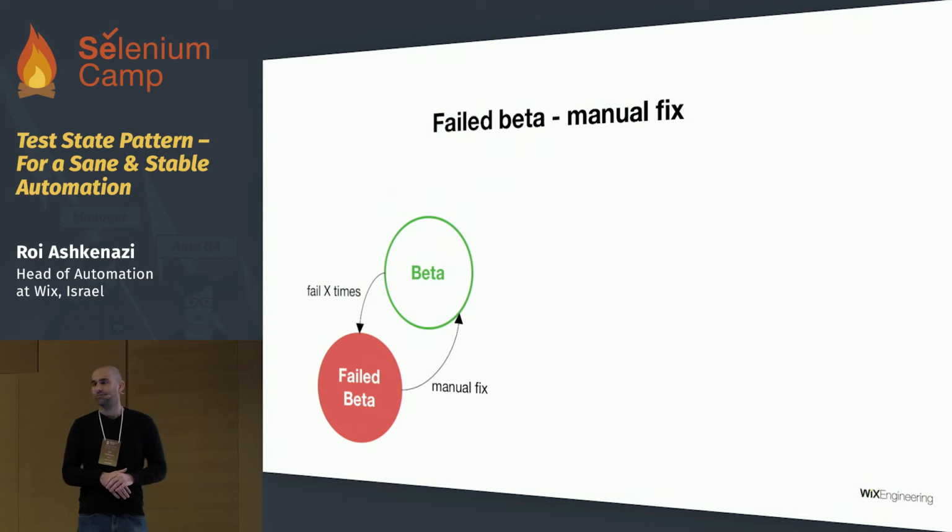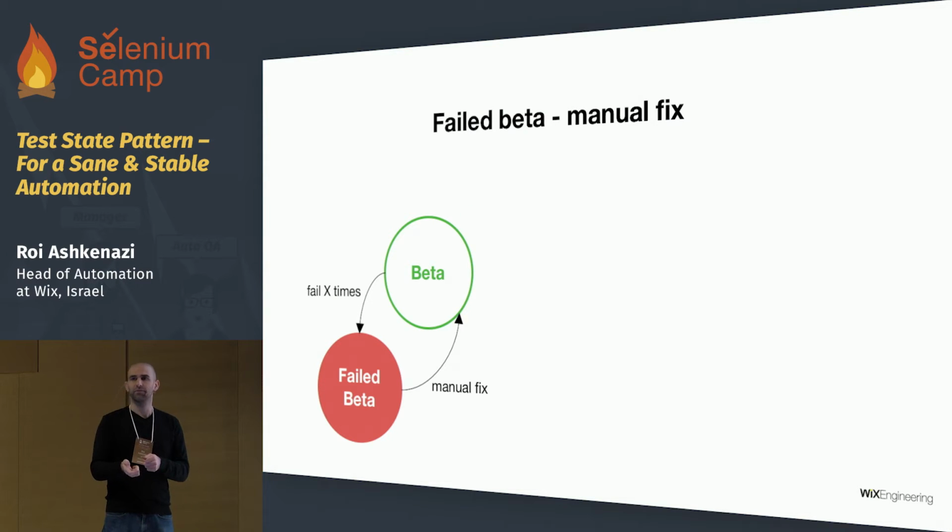And of course, it has to be manually fixed. The owner of the test knows his test is not good, fixes it, and then it can go back to beta, because the owner can say, yeah, I fixed it, but we don't really believe him. Our mechanism is already working, and we just move it back to beta, and if his test is actually OK, it will move to stable.